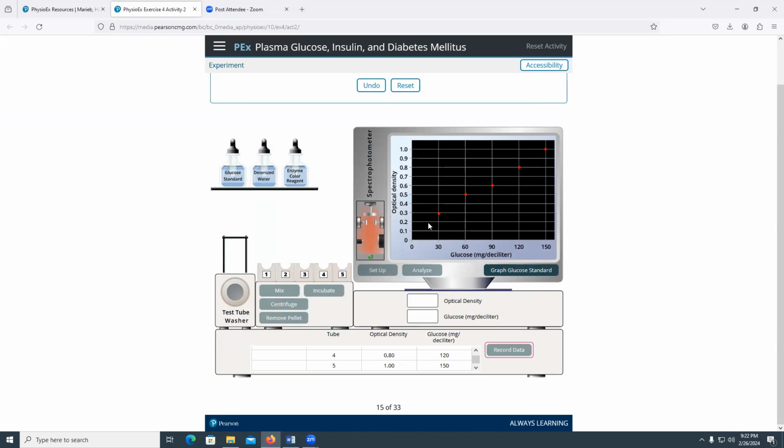So now I'm going to use that curve. So graph the glucose standard curve. This curve, we can extrapolate a formula. Remember y equals mx plus b?